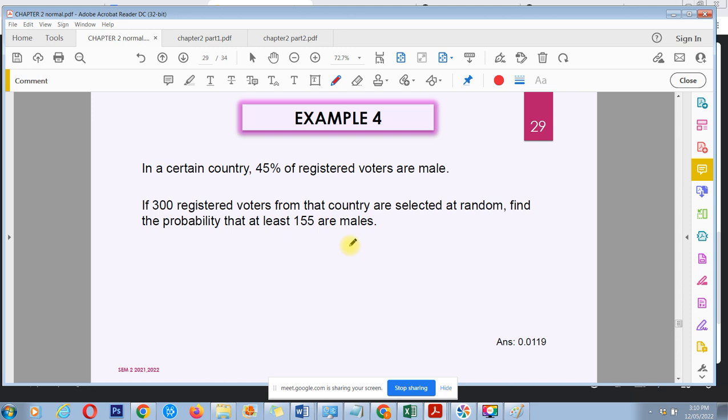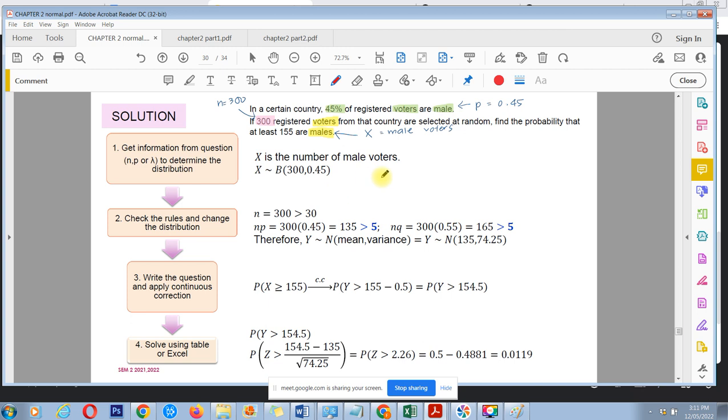Okay, for example here, in a certain country, 45% of the registered voters are male, and 300 registered voters for the country are selected at random. Find the probability at least 155 are male. So there is 300 voters, n, and at least 155. So p equals 0.45, n equals 300, and X is defined as a male voter. So we can have this binomial distribution.